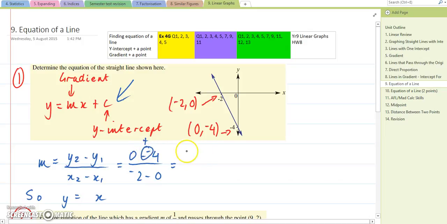Negative and negative becomes a positive, so this leaves us with 4 over negative 2, which is the same as negative 2. That's good. We've got a graph that's going downwards, so a negative gradient is correct. And if we've got the y-intercept, we can simply write it in as our c value. In this case, it was negative 4, so we can write it in as negative 4 here.